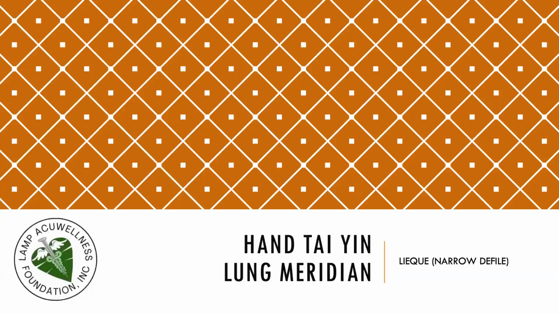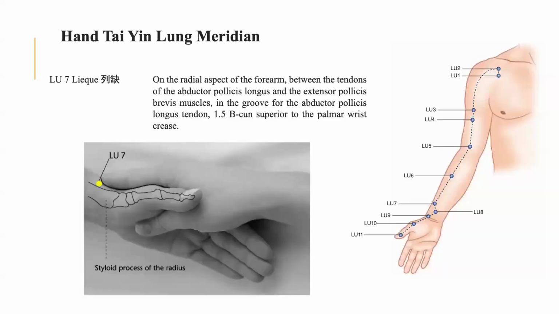Let's discuss Lieque, or Narrow Defile, as we continue our discussion on the Hand Tai Yin Lung meridian. Lieque, or Lung 7, is located on the radial aspect of the forearm, between the tendons of the abductor pollicis longus and the extensor pollicis brevis muscles, in the groove for the abductor pollicis longus tendon, 1.5 cun superior to the palmar wrist crease.